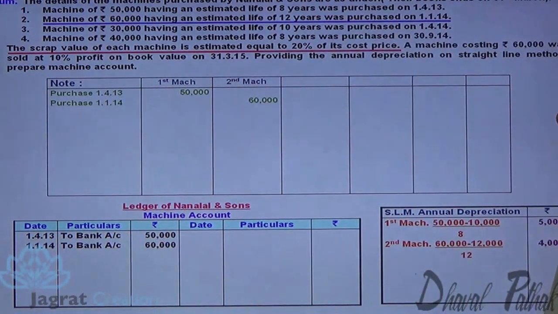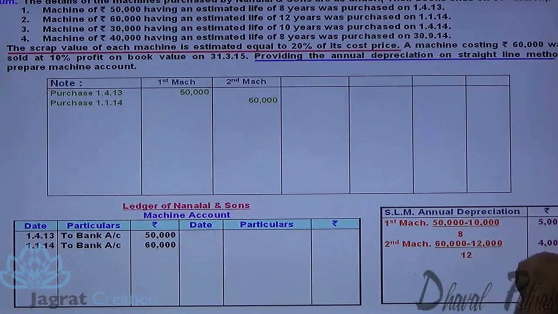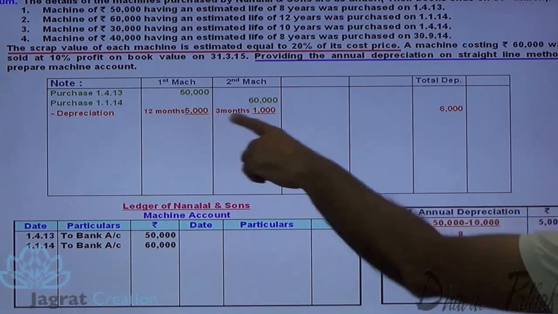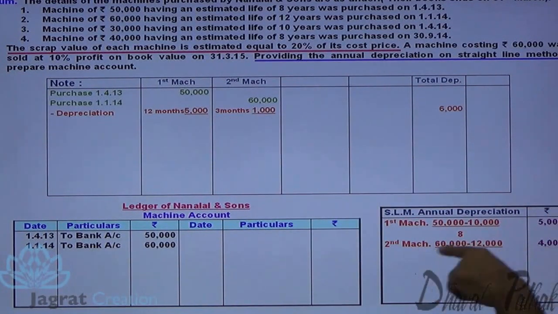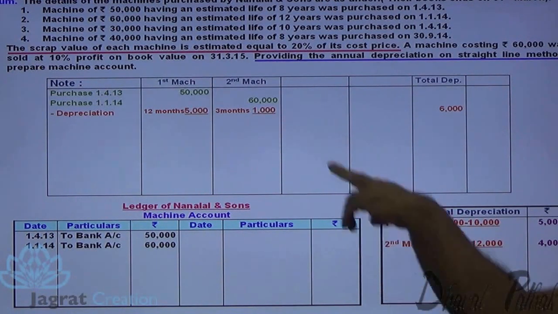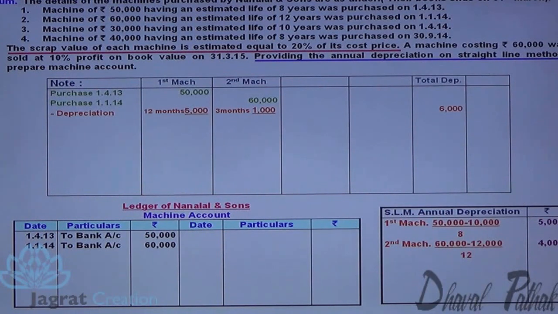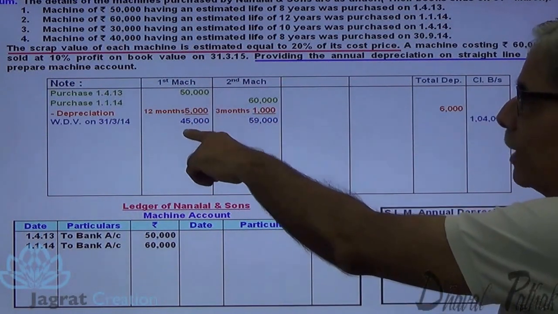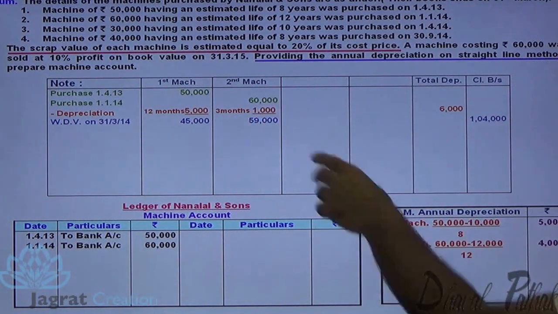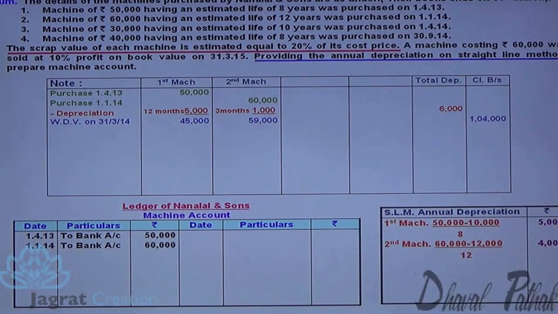Let me calculate the depreciation on these purchases. 12 months depreciation is 5,000 for the first machine. For the second machine, 12 months depreciation is 4,000, so 3 months depreciation will be 1/4 of 4,000, 1,000. Now this is the written down value. 50 minus 5, 45, plus 59,000. This is the written down value, the closing balance.